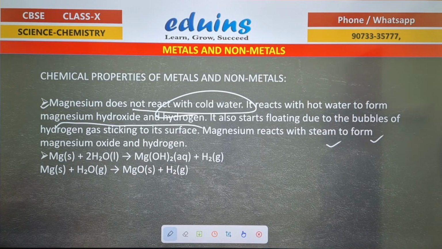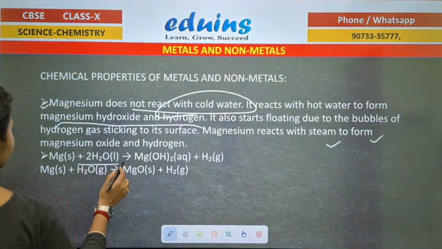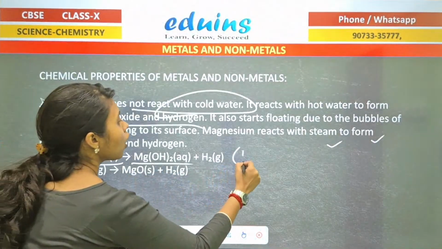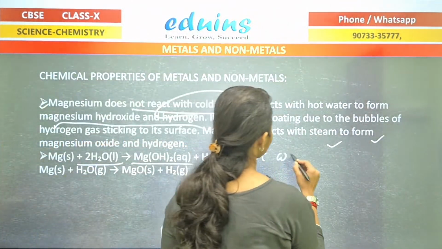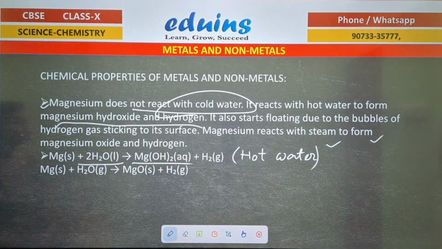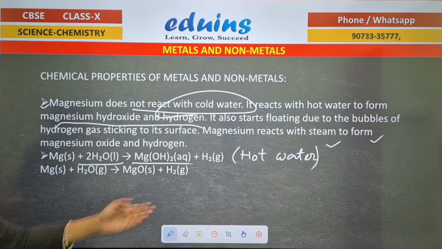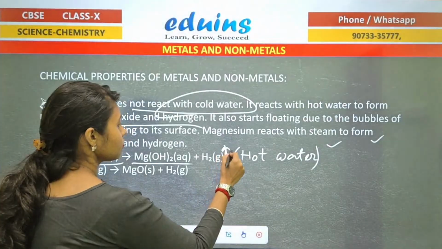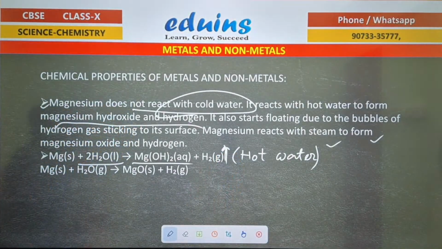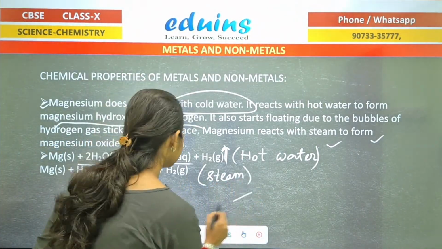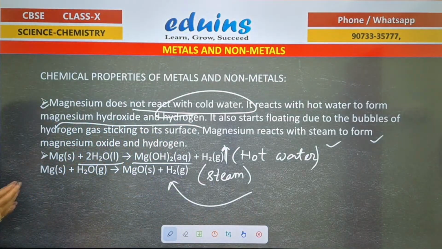So, magnesium with the water forms magnesium hydroxide. This is with the hot water. This reaction is for the hot water. That produced magnesium hydroxide, which is the aqueous solution, and this is the hydrogen gas. When this reacts with steam, then this is the balanced reaction for this reaction.